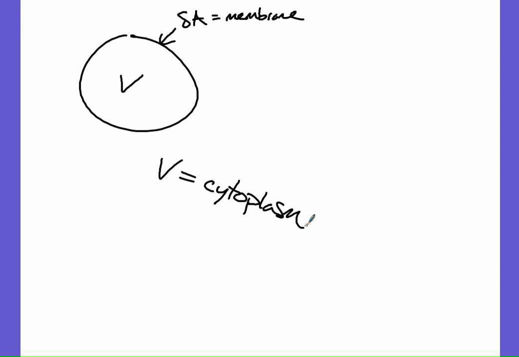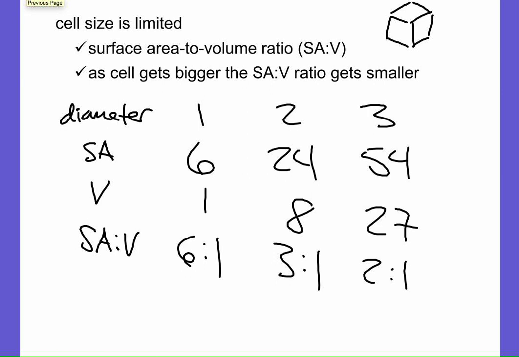But at the same time, when you get a bigger cell, the membrane's not the only thing that's growing. The volume's also growing. And the volume grows faster than the surface area because it's cubed and not squared, right? So this number was getting bigger. This number was also getting bigger, but this number was getting bigger faster. The volume was getting bigger faster. You see what I'm talking about? And that's why this surface area to volume ratio is getting smaller and smaller and smaller.